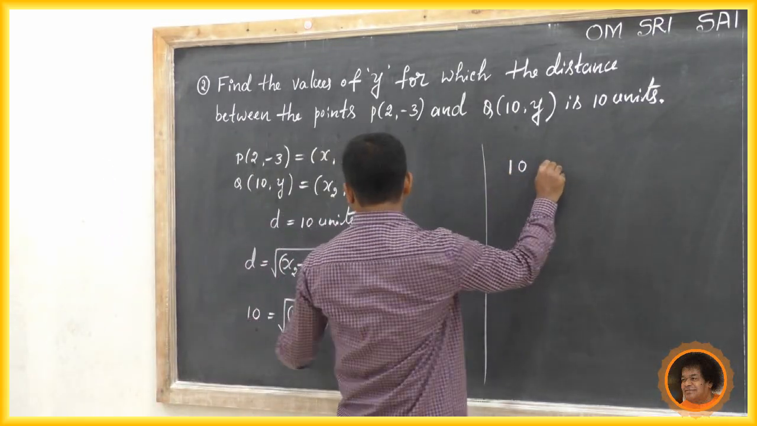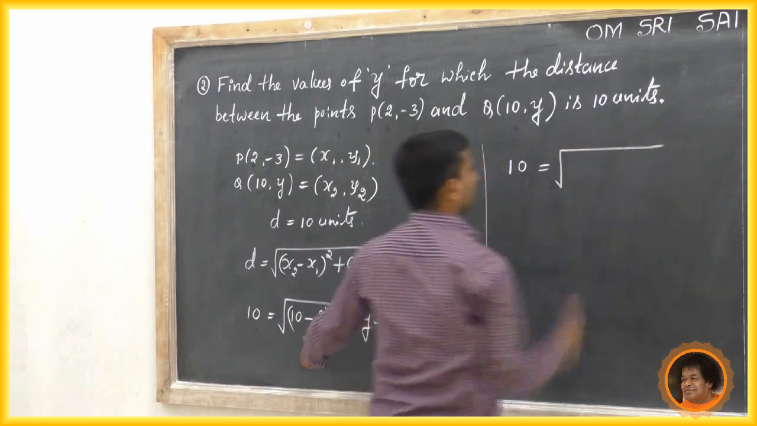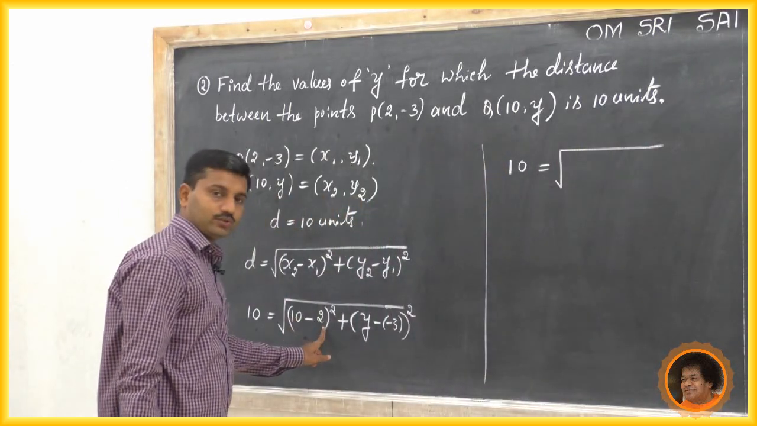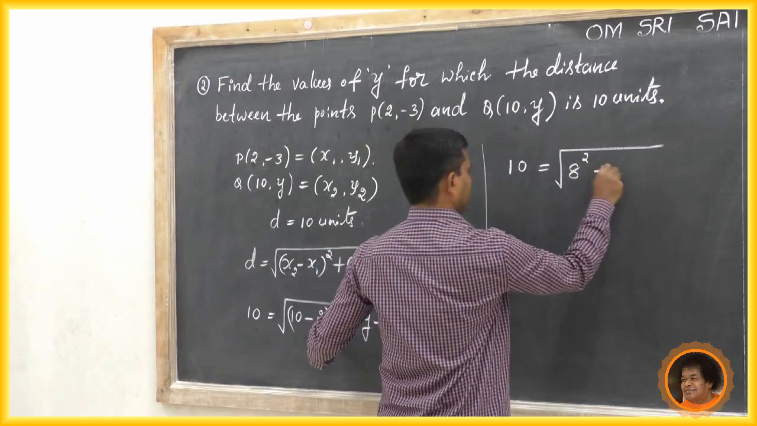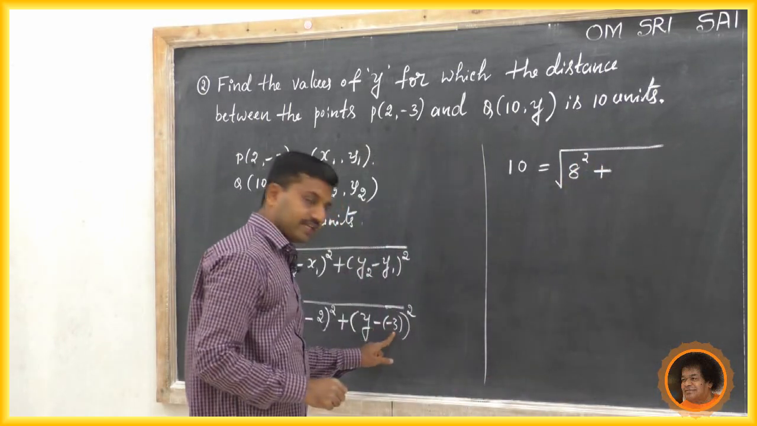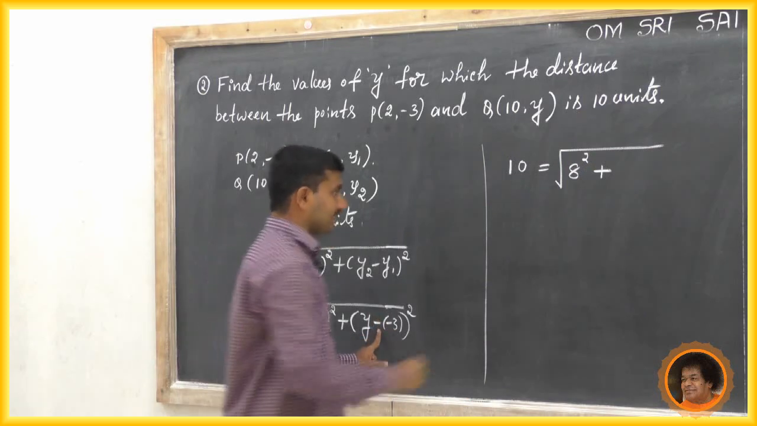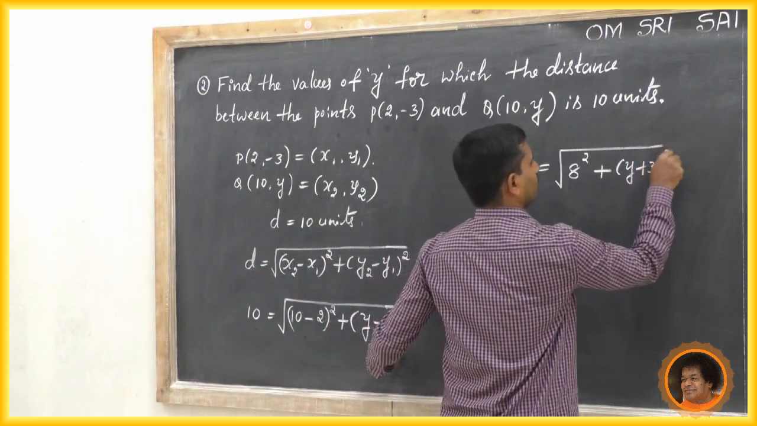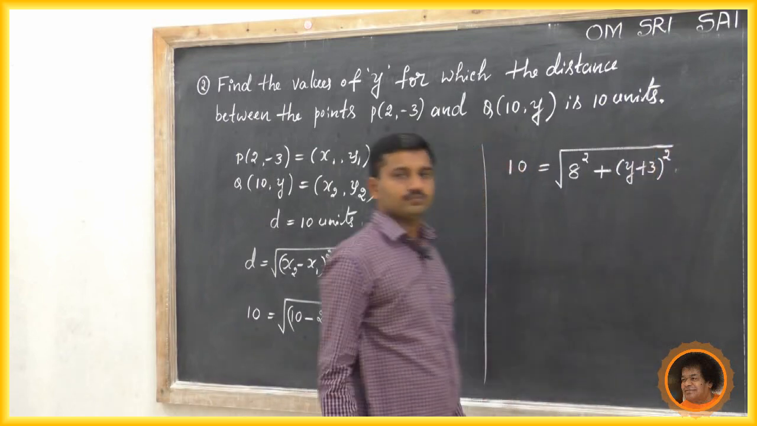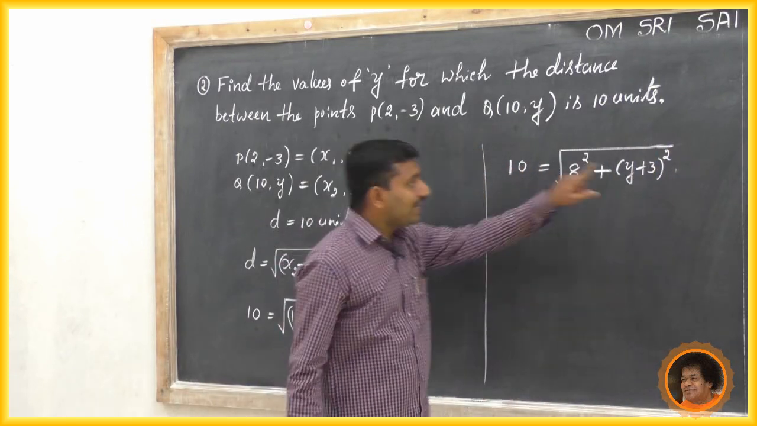10 is equal to square root of 10 minus 2. 10 minus 2 means 8 square, plus minus into minus. So here minus into minus, that is plus y plus 3 whole square. Now find the value of y.